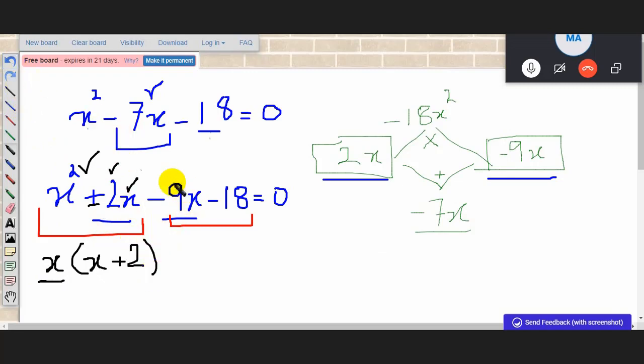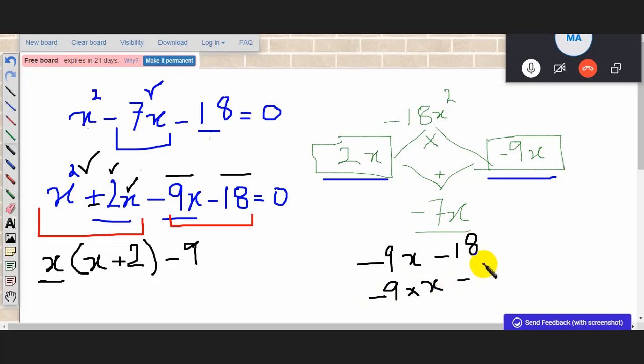Now in these two we have a negative 9 common. How? Let me show you. It's negative 9x and then minus 18. Can I write these two like this: negative 9 times x, and then negative 9 times 2? Yes, because negative 9 times x is again negative 9x, and negative 9 times 2 is again negative 18.